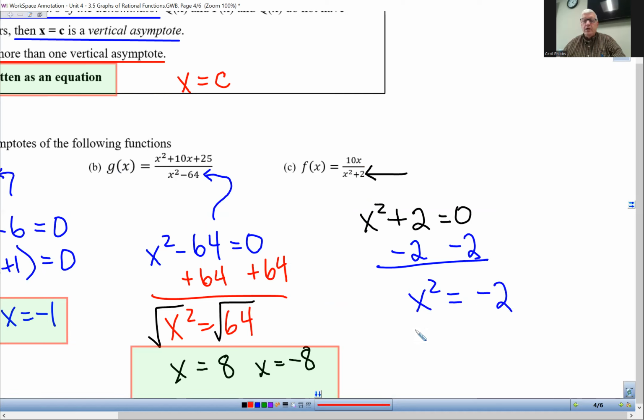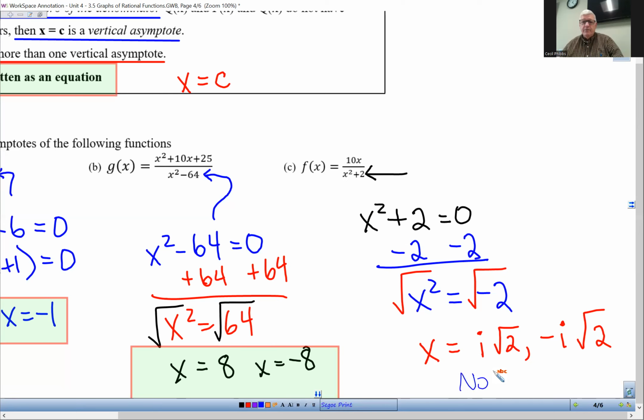Well, this is on a graph. So in the last section, we said we could use i because we were just finding the zeros. But now we're looking at the asymptotes, and we have to be able to graph this. So x would equal i times radical 2 or negative i times radical 2. Those are not real numbers, and that means we cannot graph them. Let's label that here, not real.